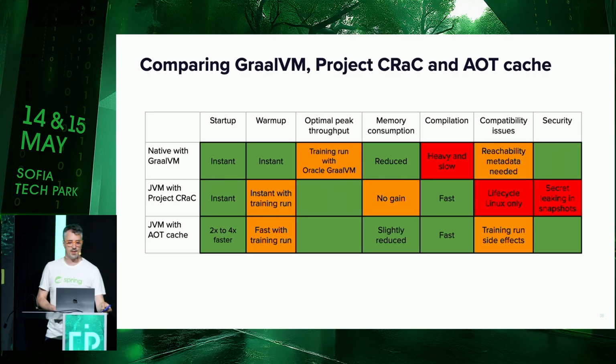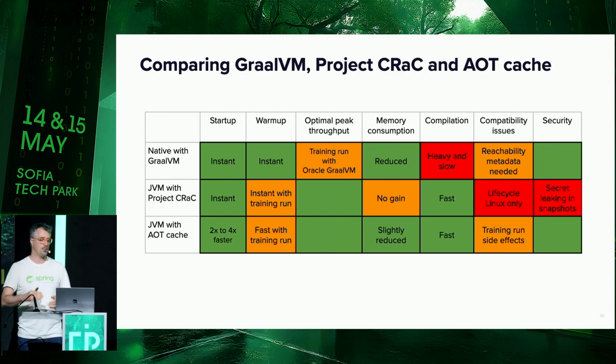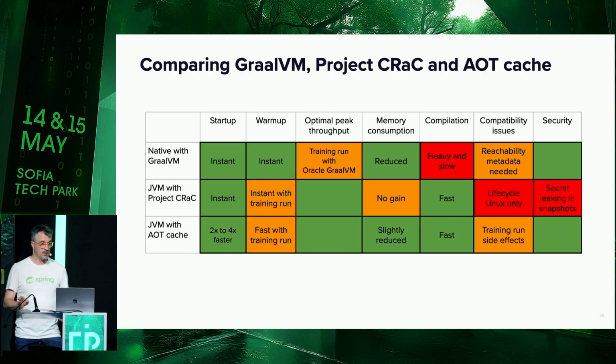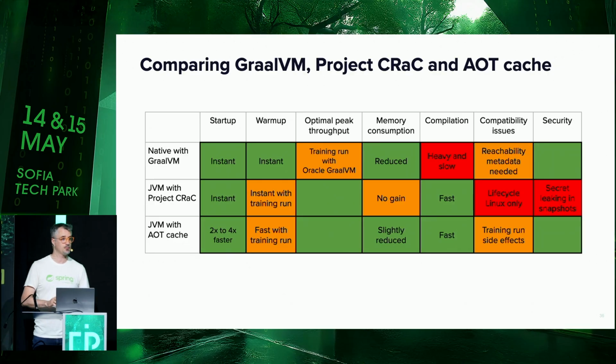So if we want to compare GraalVM, Project CRaC, and AOT Cache, I have not put CDS because AOT Cache is the CDS successor, so I want to simplify a bit. GraalVM native, I like it. I mean, I have been spending so much energy and time to provide Spring support for GraalVM native images. It's pretty cool. It allows to have instant startup, so dozens of milliseconds, much faster than what we have seen today. Instant warm-up, super cool.